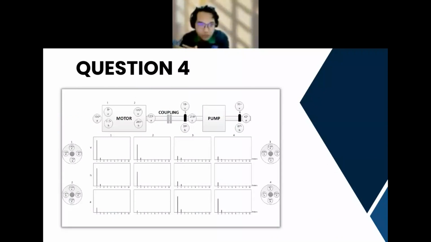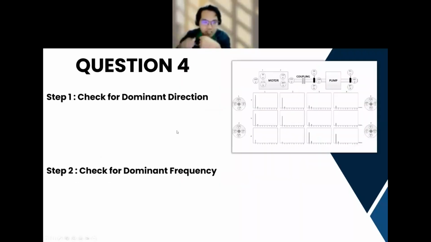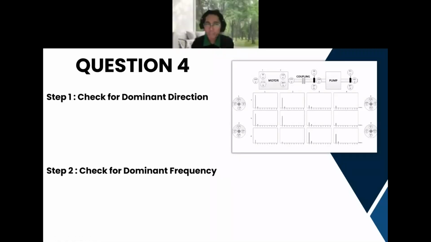So let's proceed with question 4. Maybe we can try the same method as with question 1, question 2 and question 3. So let's check the dominant direction first. As we can see in the diagram, I think it is obvious that the radial is greater than axial for point 1 and point 2.